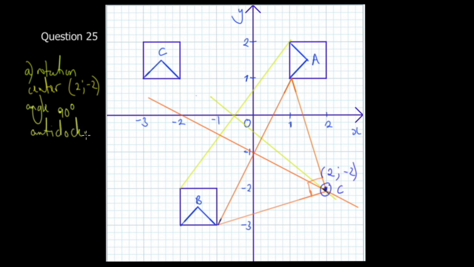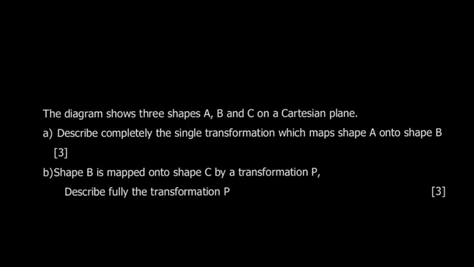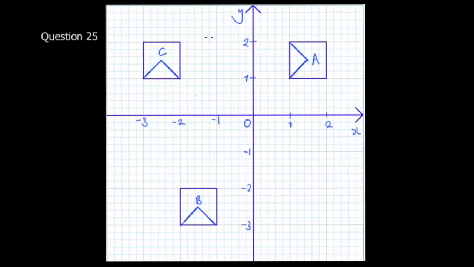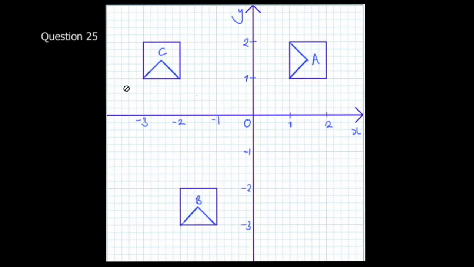So anti-clockwise. So you have explained this transformation, okay? So it's a rotation: this is the center, the angle, and the sense. So is the sense clockwise or anti-clockwise? Then that's it. The second part says shape B is mapped onto shape C by transformation P, and it says describe fully transformation P.